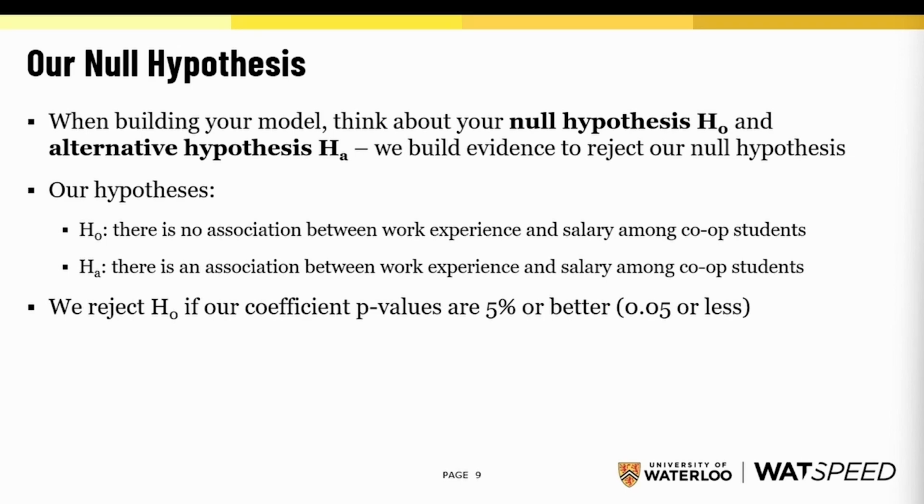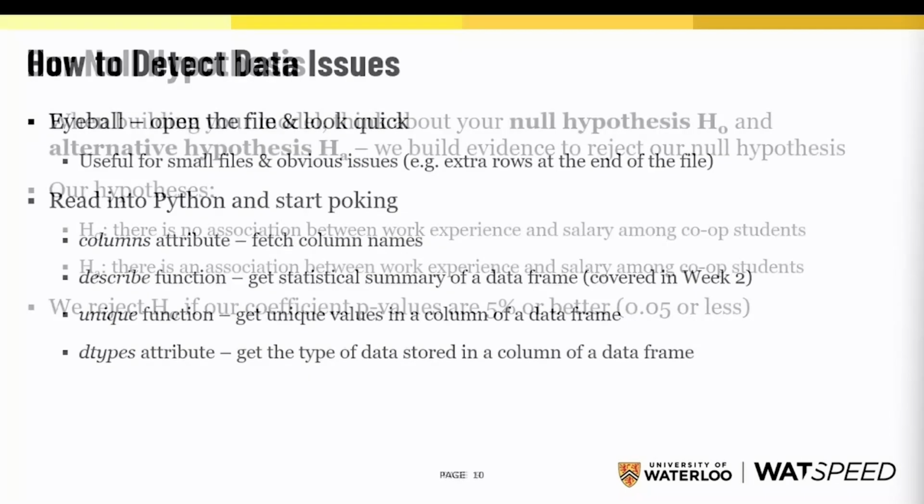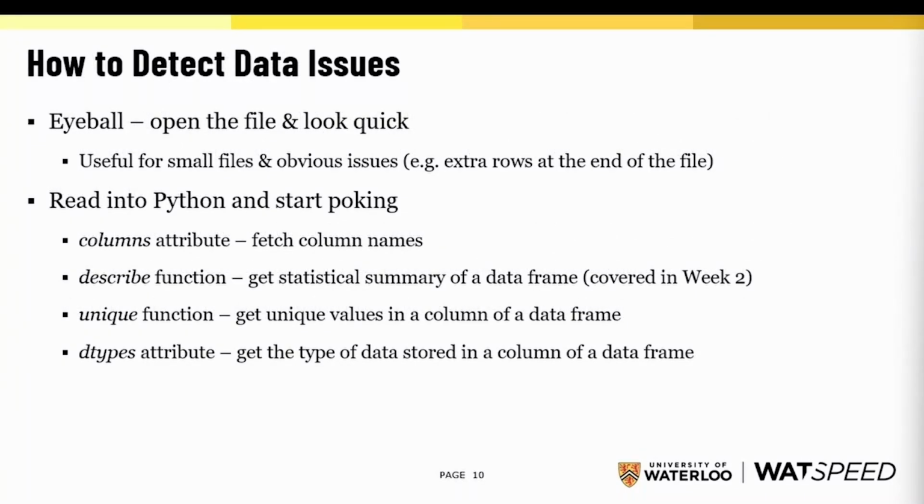So how can we detect data issues? Well, first, we can eyeball the file, open it up in Spyder, Notepad, TextEdit, and take a quick look. This can be useful for small files or perhaps very obvious issues, for example, extra rows at the beginning or the end of a file. What I've found in the course of my work is once you get beyond about 50 to 100 rows in a file, that's a little bit too big to be eyeballed.